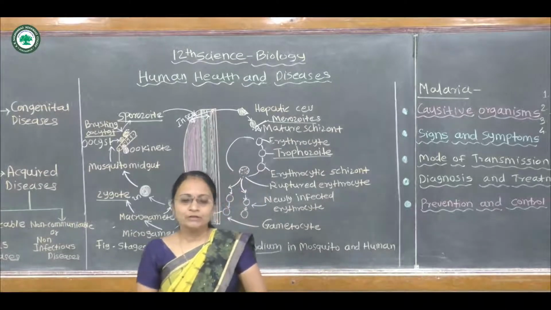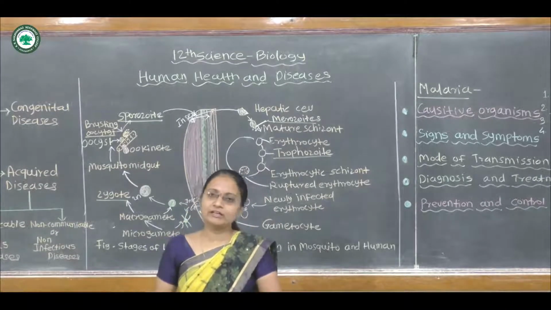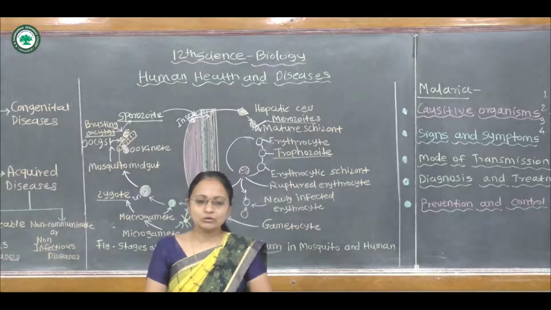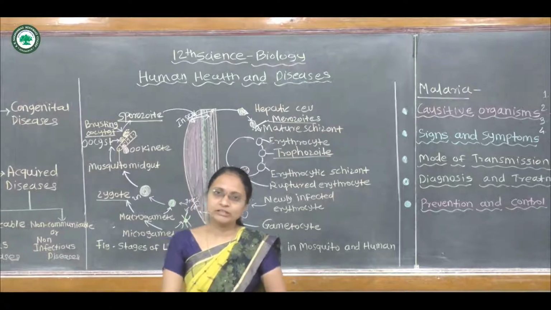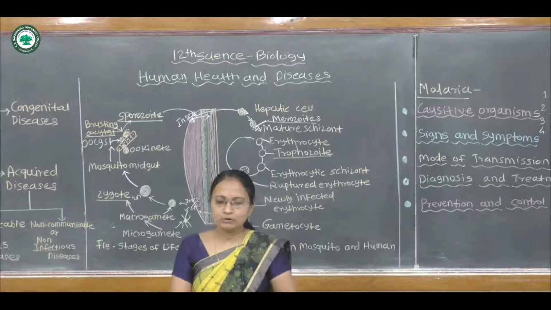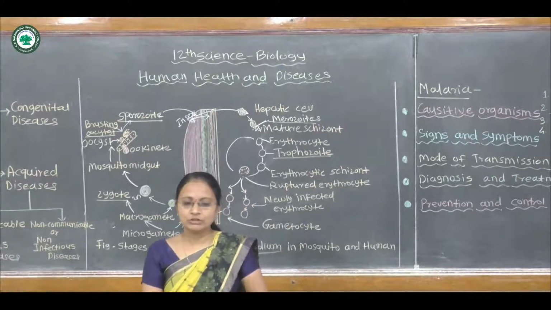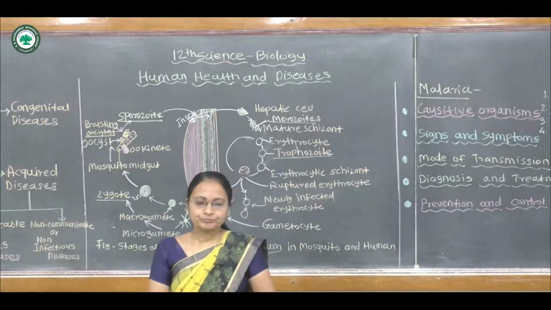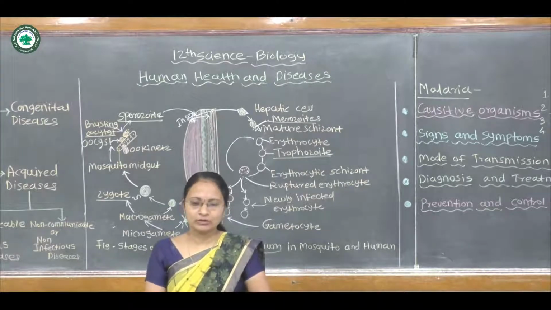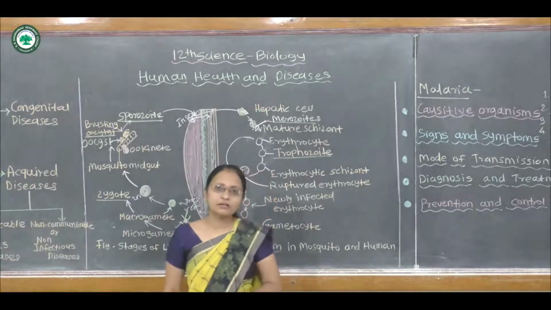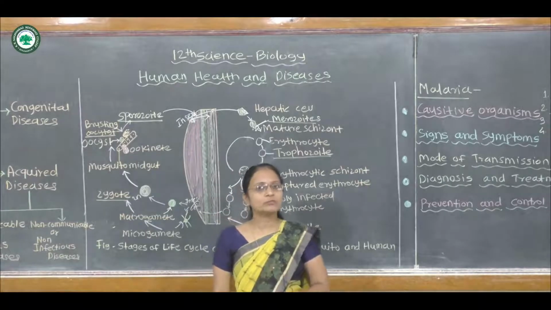Now the treatment of malaria includes artemisinin-based combination therapies, which are proposed by the WHO, the World Health Organization. They have recommended 5 different types of medicines, which include various combinations of sulfadoxine, quinine, etc. Now, what are the prevention and control measures to protect from malaria?